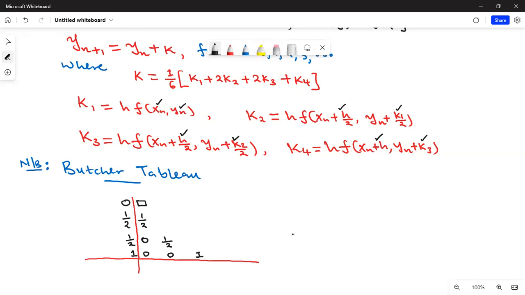And finally, for the formula for k, if I open the bracket here, I'm going to get 1/6 K1. So here we'll have 1/6.